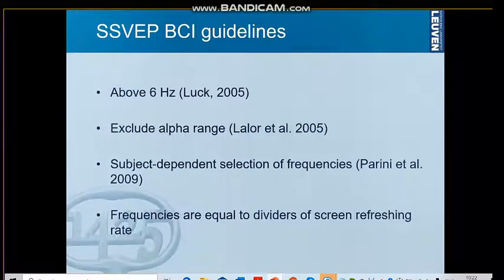You have to consider stimulation of 6 Hz. You have to exclude the alpha range preferably, because that's common to all your recordings. You have to probably account for subject dependency of the best frequencies. Some subjects have better responses in particular frequency ranges than others. And if you want a simple solution, you can take the dividers of the screen refreshing rate. This is the simplest way of working, but we have learned by now that you can get rid of that restriction by adopting the sample sinusoidal stimulation case.